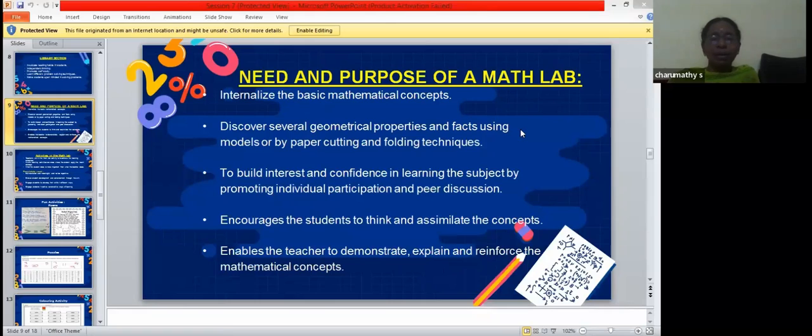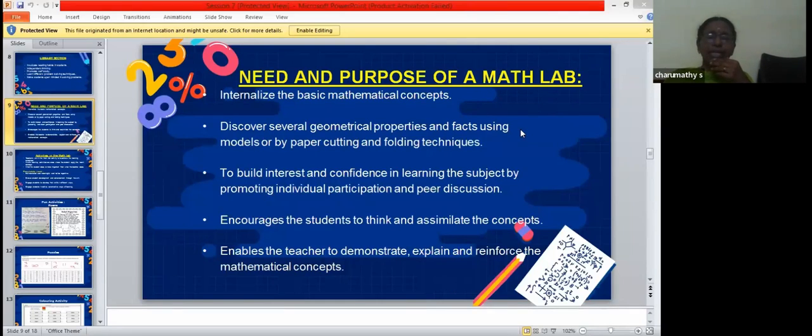So here, the math lab is a place entirely devoted for them to experiment. They work on different geometrical properties. Geometrical properties, of course, are given due importance in the math lab because that is a place where they learn more about the properties and the facts about the shapes and the patterns that they are learning.